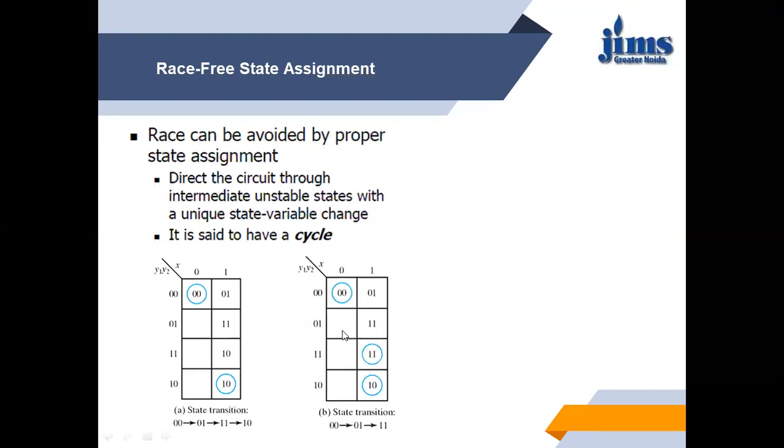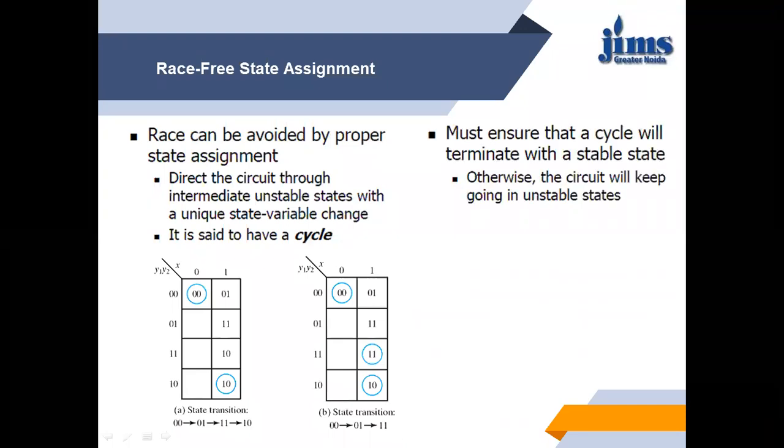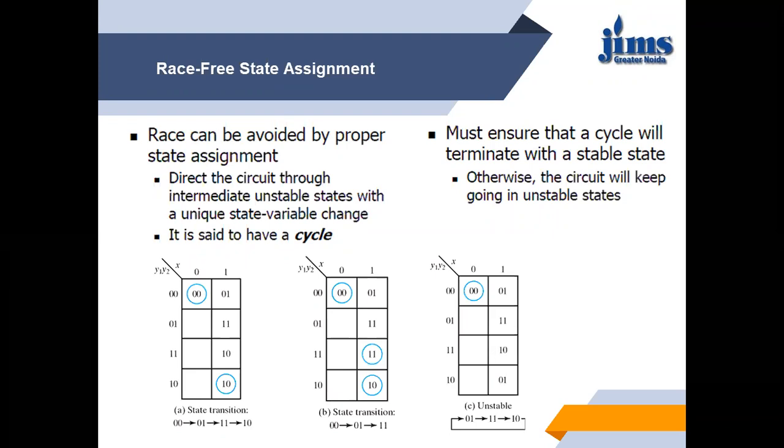So we should follow a cycle, and again, suppose we are going from 0 0 to 1 1. So the cycle is 0 0, then 0 1 and 1 1. Now if we go from 0 0 to 1 0, then 1 0 is a stable state, the circuit will stay there. So this is the way the race-free assignment is done for designing. And also we must ensure that a cycle will terminate with a stable state. If it doesn't happen, the circuit will keep going through unstable states and it will start oscillating, like in this example.